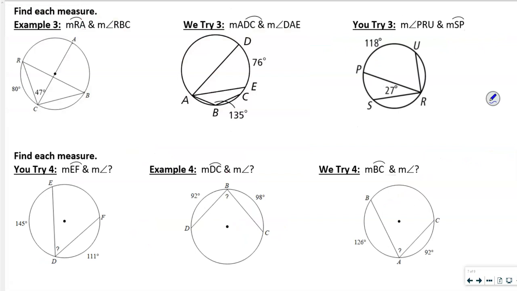Okay, so the next one says find arc RA. So I see arc RA is right there. So let's see if we can find the angle. Y'all see it right there? That's the angle. So we're going to go 2 times 47. That's going to give us 94, right?